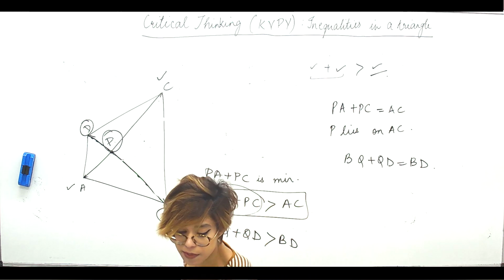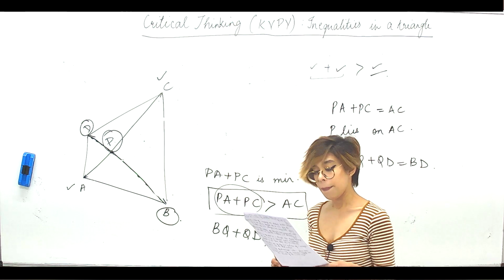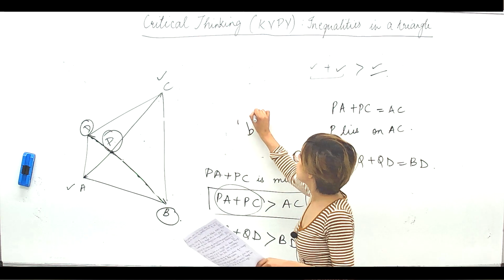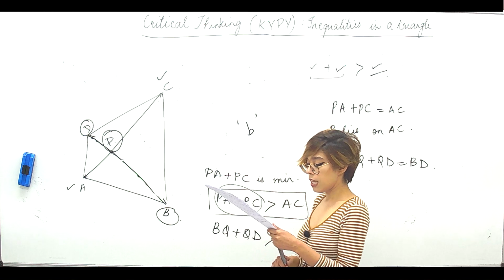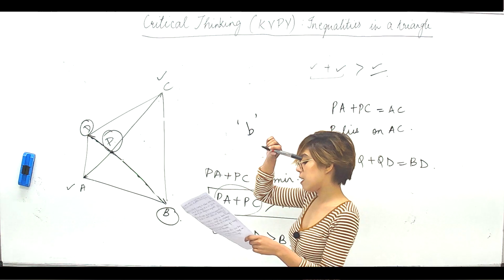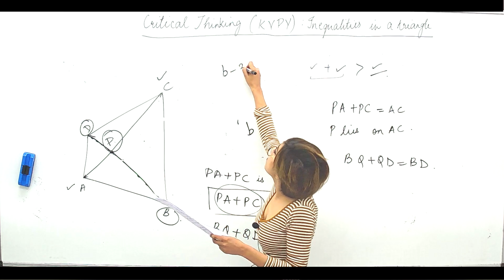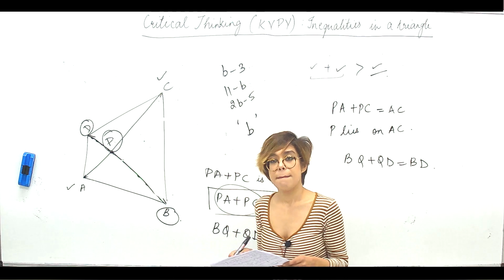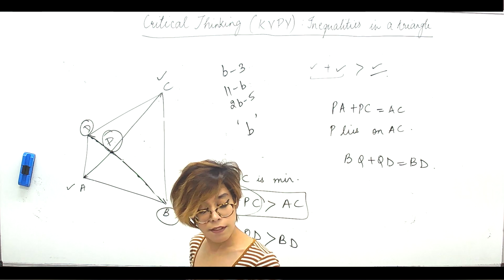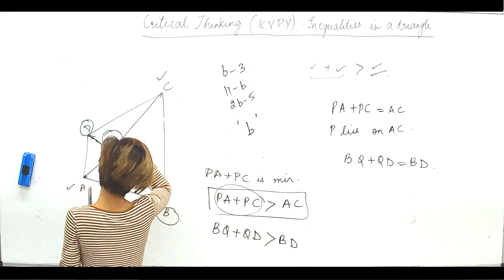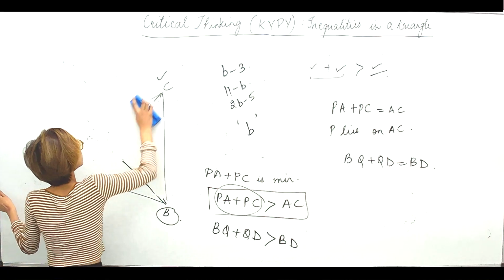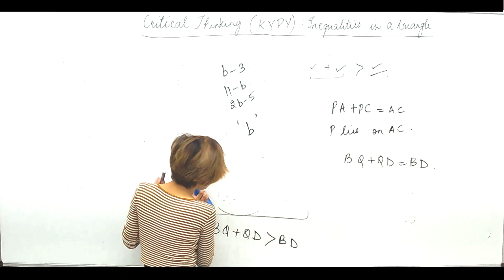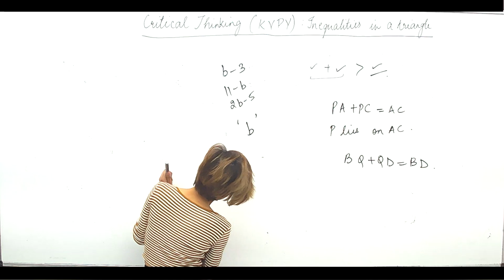Okay, let's move on to the next one. Write down: find the number of values of b for which there is an isosceles triangle with side lengths b minus 3, 11 minus b, and 2b minus 5. Find the number of values of b.